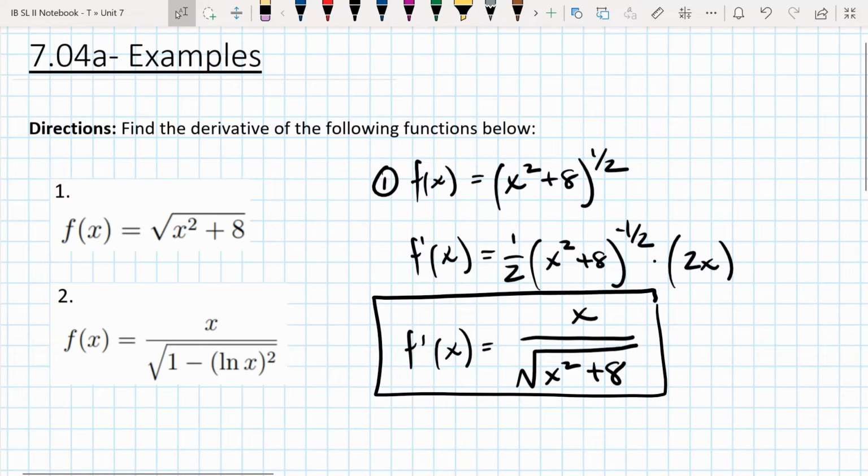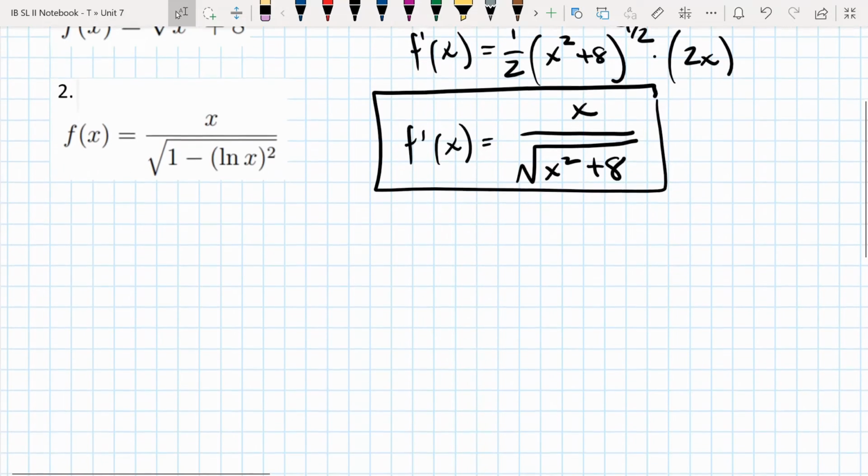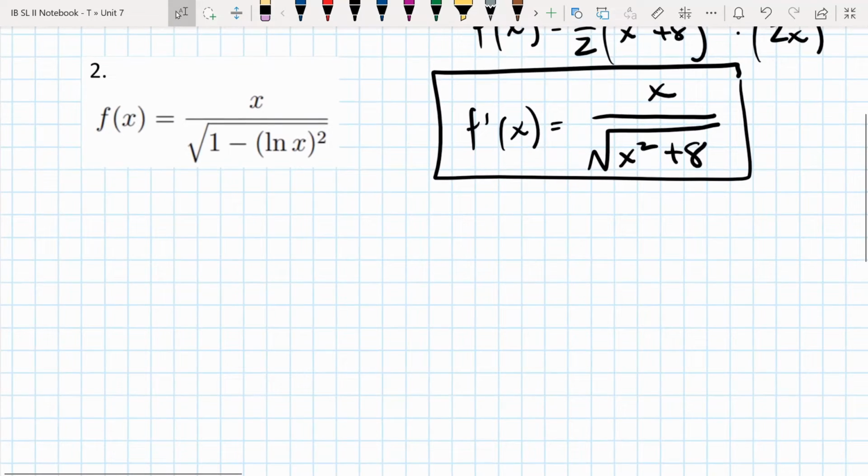Okay. So the second one's going to be a little bit more challenging, especially with its simplification, like I said before, because we're going to be dealing with a few different rules tied together. And so let's find the derivative of number 2 here.